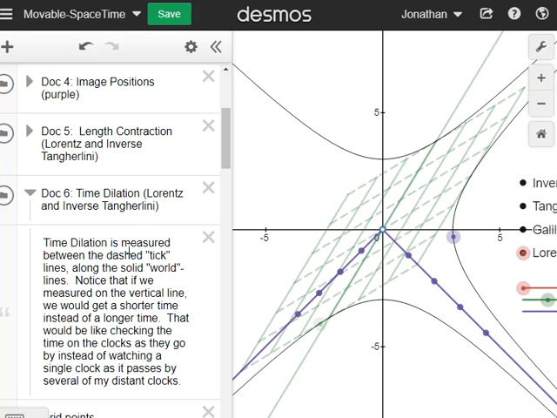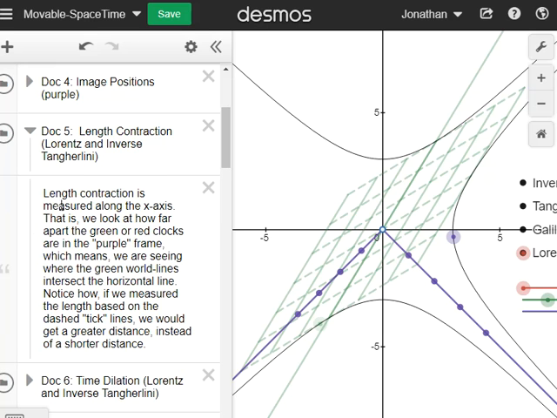Okay, time dilation is measured between the dashed tick lines. Oh, I was going to do Doc 5 first. Sorry. Length contraction is measured along the x-axis. So this here is the x-axis. We measure from this point to this point. We look at how far apart the green or red clocks are in the purple frame.